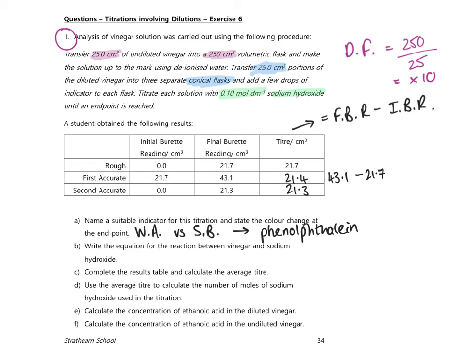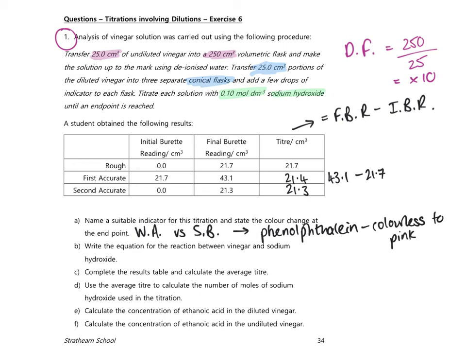And your colour change, remember, is your conical flask colour to your burette colour. What have we got in our conical flask? Well, we've got acid. So what colour is phenolphthalein in acid? It's colourless. And then we're adding sodium hydroxide, so it will change to pink.